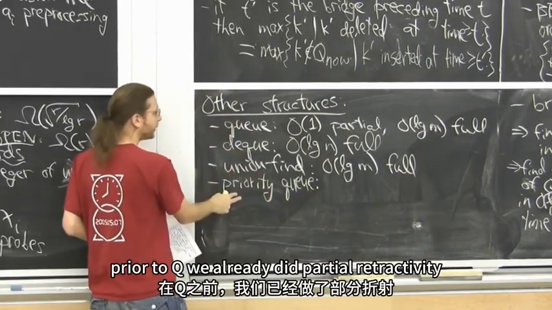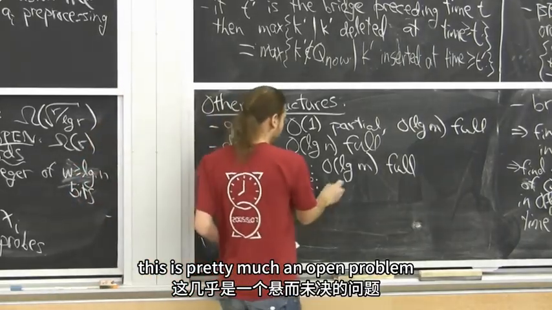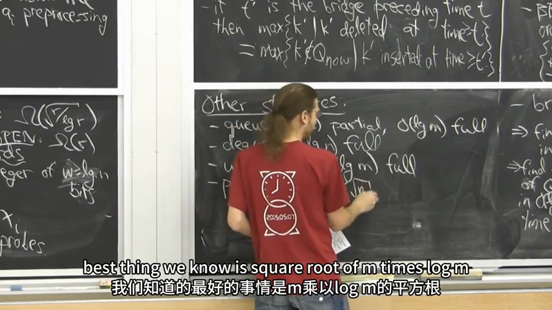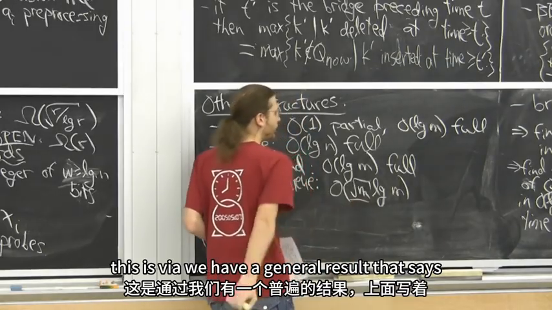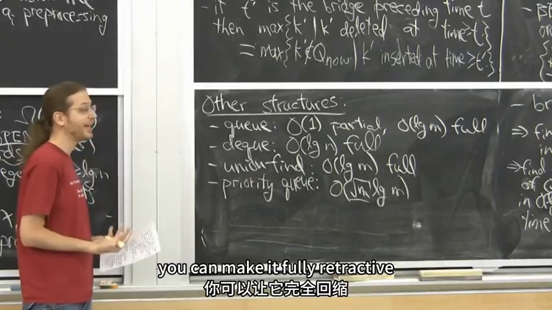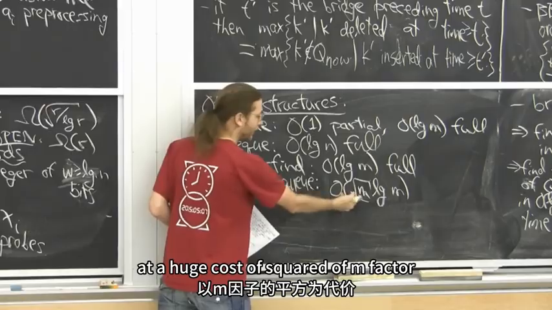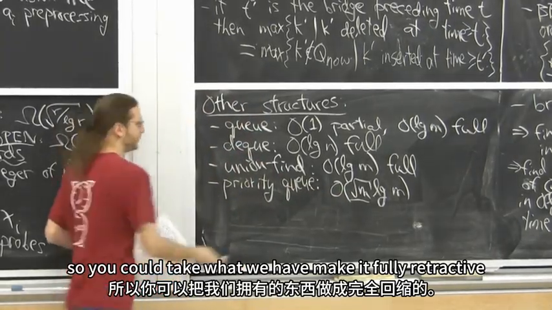No. Priority queue, we already did partial retroactivity, but what if you want full retroactivity? This is pretty much an open problem. Best thing we know is square root of m times log m. This is via a general result that says if you have anything that's partially retroactive, you can make it fully retroactive at a huge cost of a square root of m factor. So you could take what we have, make it fully retroactive.